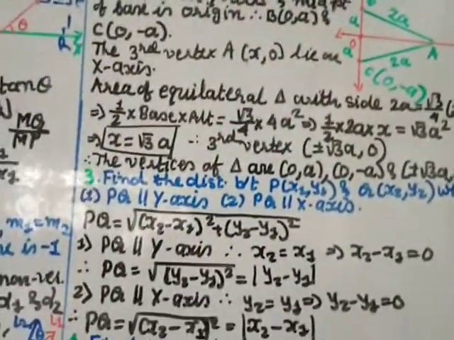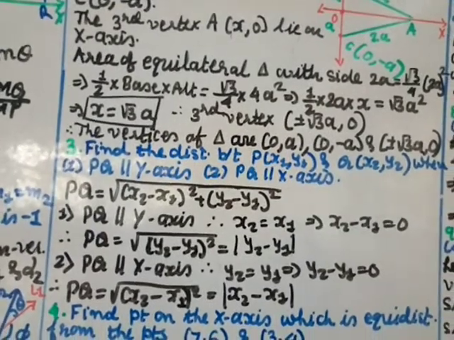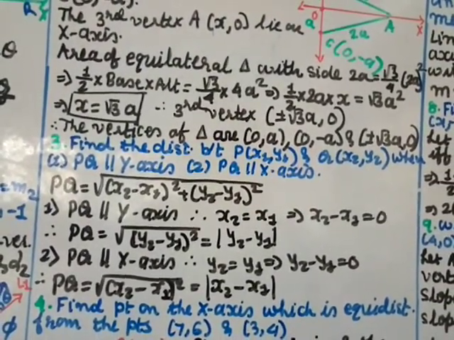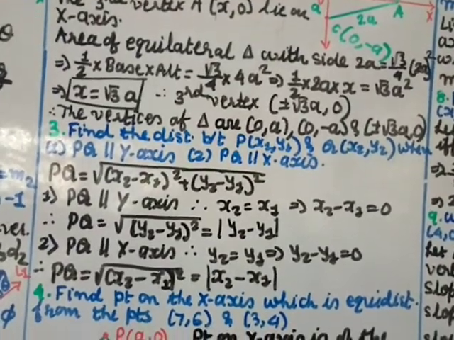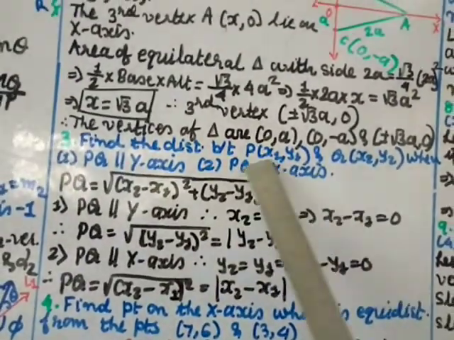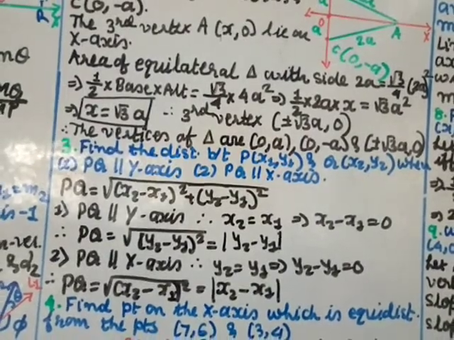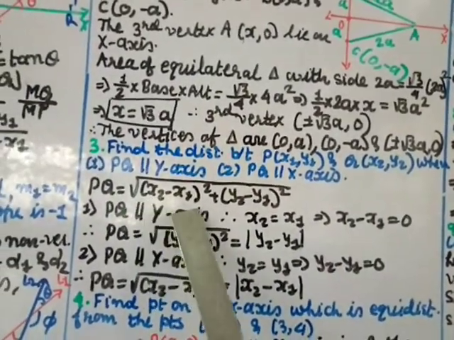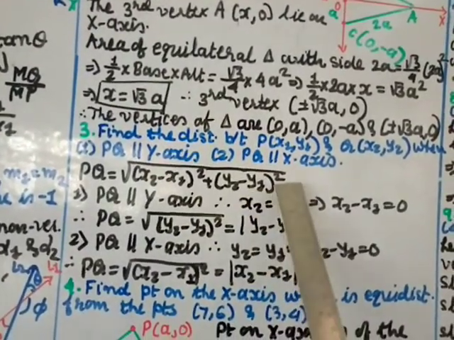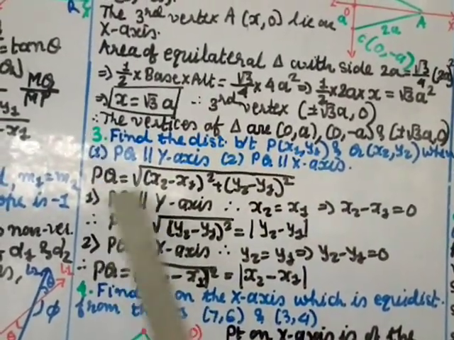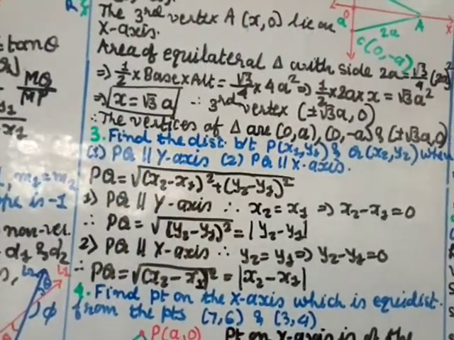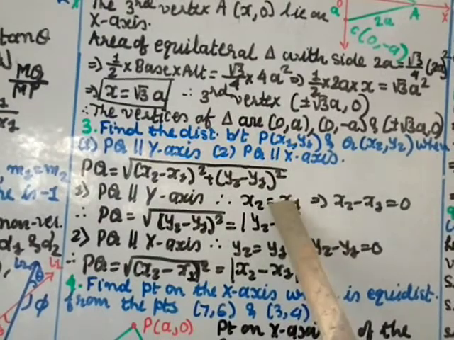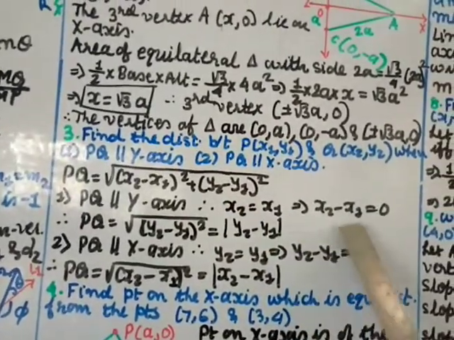Question number 3. Find the distance between P(x1, y1) and Q(x2, y2) when number 1, PQ is parallel to the y-axis and number 2, PQ is parallel to the x-axis. Now see, coordinates of P and Q are given. So using distance formula, the distance between PQ will be square root of (x2 minus x1) whole square plus (y2 minus y1) whole square. Now for the first case we take PQ is parallel to the y-axis. Now when PQ is parallel to the y-axis, x2 equal to x1. That means if you transfer x1 here, x2 minus x1 equal to 0.